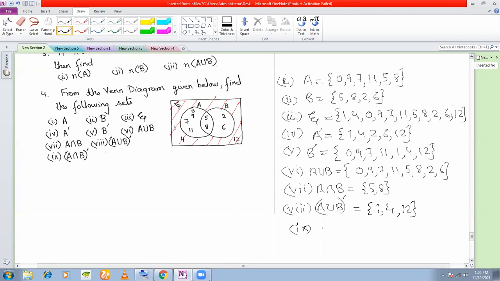Number 9, A intersection B complement. A intersection B complement is whatever is there outside the common area of the circle. So whatever is there within the circle, just exclude the common part of the circle. All the elements that are there in the circle except this common part. So you omit this part, right? So you have 1, 4, 0, 9, 7, 11, 2, 6, and 12.